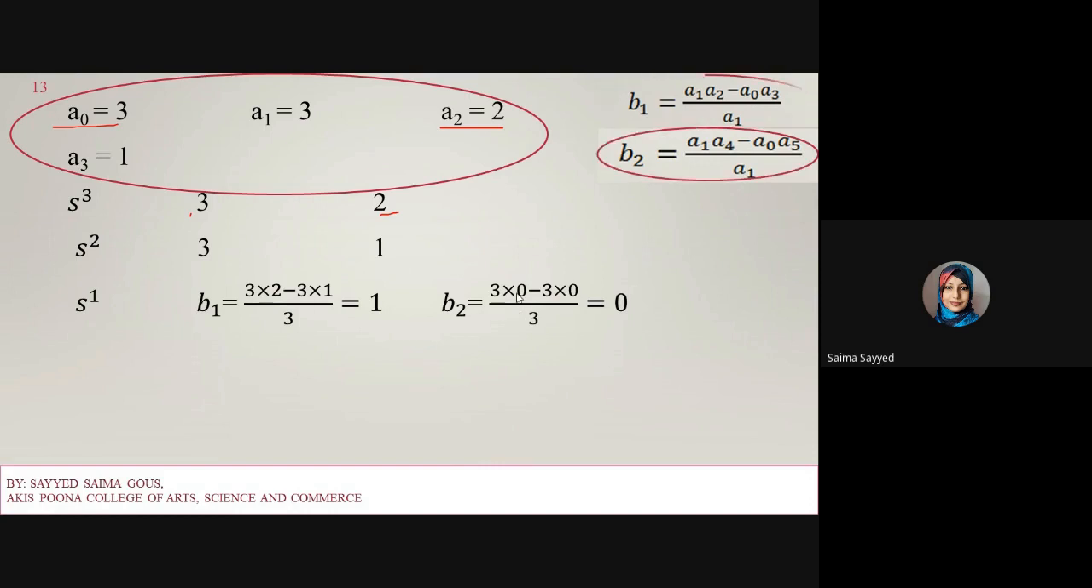0. Why 3 into 0? Because we do not have a4 and a5. So a4 and a5 will become 0, 0. So here b2 will be 0.